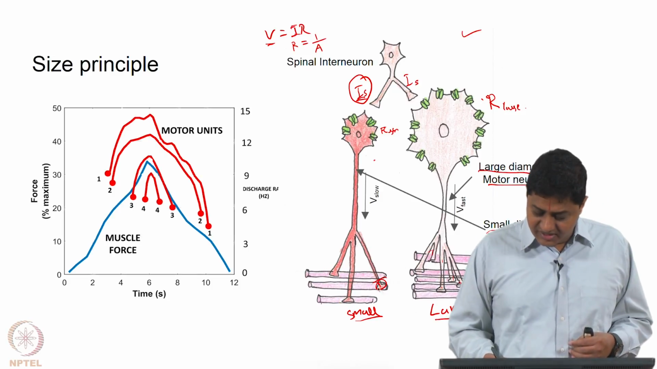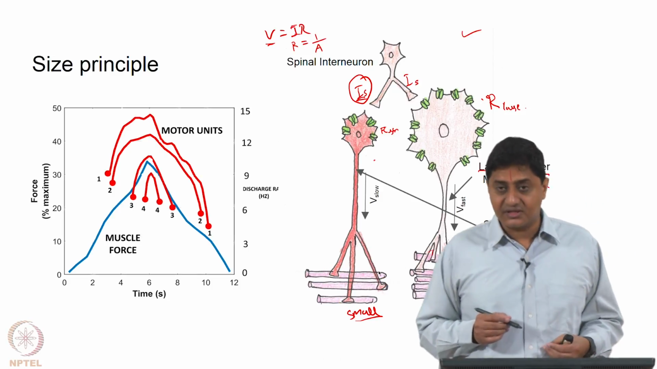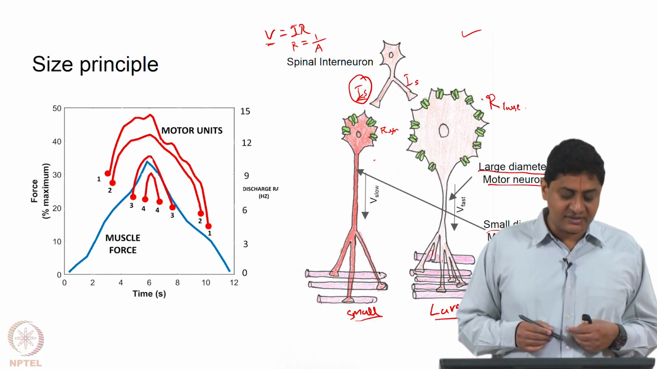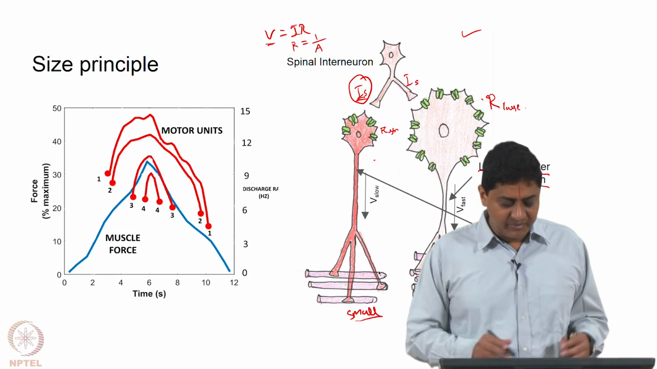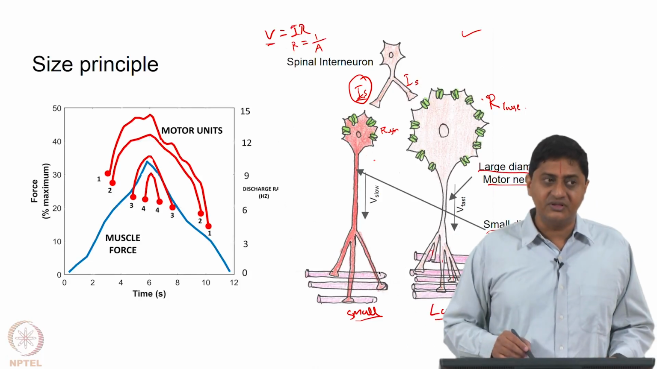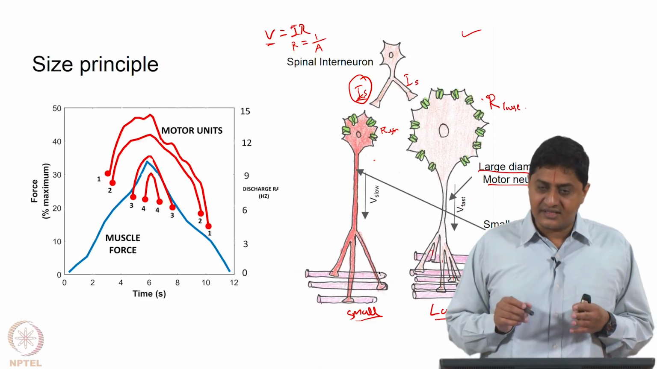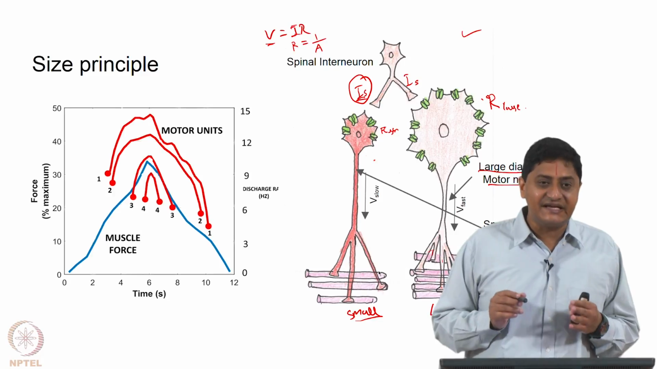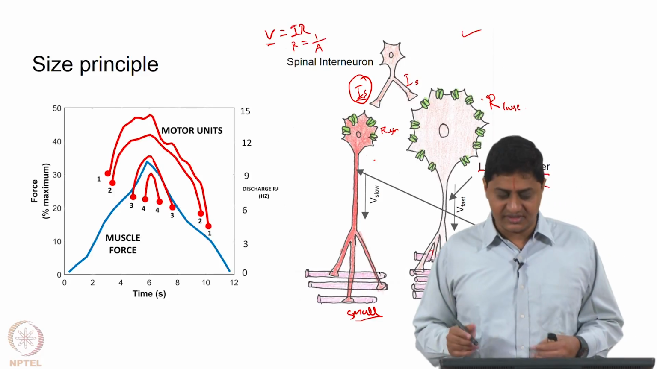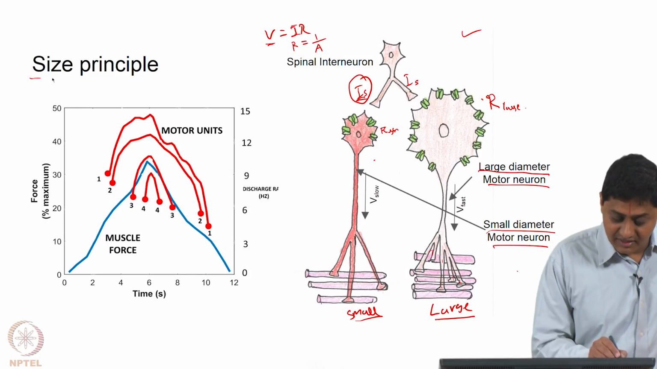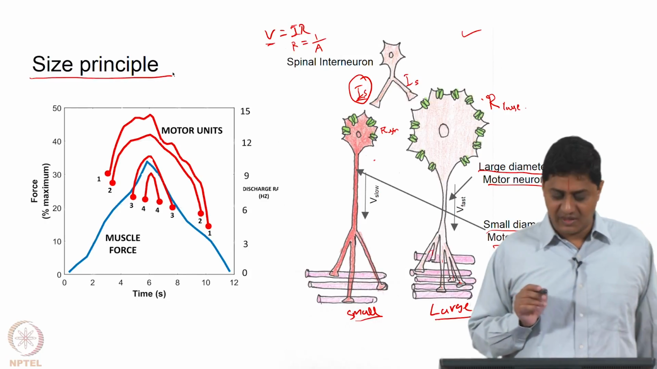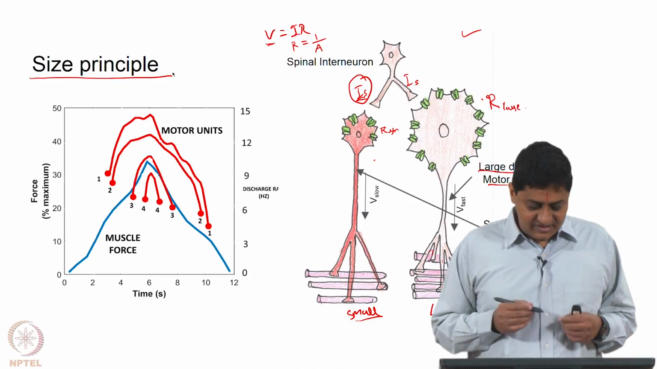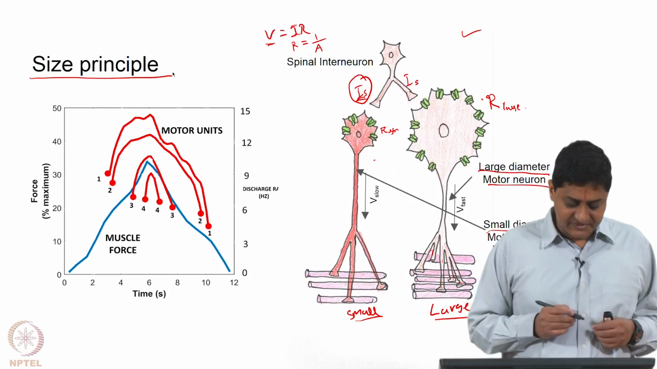So, is that the only mechanism in which I can change force? That is the question. Are there other things that come into the picture? It turns out that there are other things. But before we talk about the other things, this principle where there is an orderly recruitment of motor neurons in the order of increasing size, from smaller to larger, is called the size principle or Henneman's principle. It turns out that this is not the only mechanism by which this can happen, there are other mechanisms.